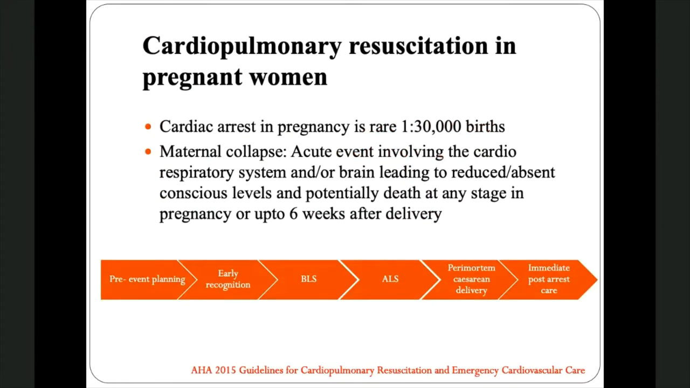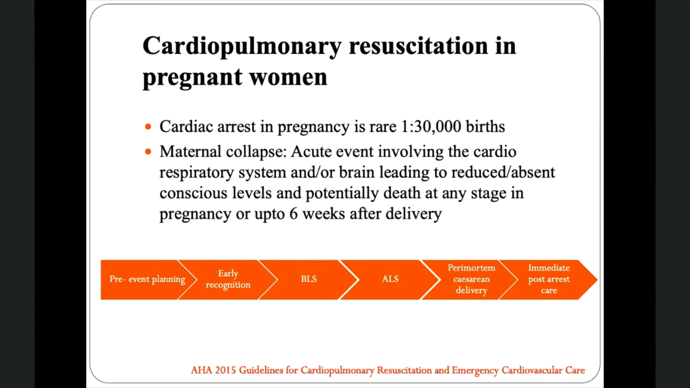So regarding CPR, cardiac arrest in pregnancy is very rare. It is almost 1 in 30,000 births. And maternal collapse, you already know, is any acute event involving the cardiorespiratory system or brain leading to reduced or absent conscious levels, potentially death at any stage in pregnancy up to 6 weeks. So that is called maternal collapse.